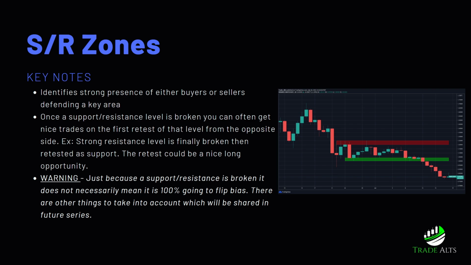And then again, the warning on the bottom, which is absolutely true: just because the support resistance is broken, it does not necessarily mean that it's going to flip bias. What I mean by that is, let's say price moves up through this red zone. It doesn't mean that this zone all of a sudden becomes support just because price breaks up. You would think it would become support, but there are instances where price can just come right back through it.